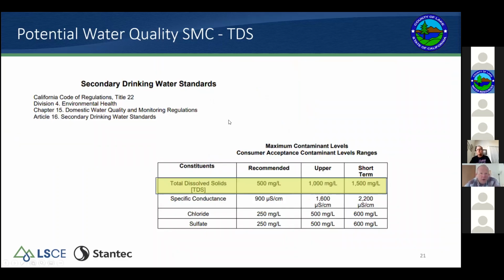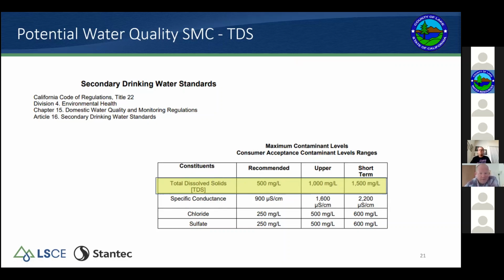Okay, so the thought would be, again, nothing's been decided, but we know that through the state they've got drinking water requirements. I mentioned TDS. There's a secondary enforcement value of about 500. So their recommendation is to keep it at or below 500 milligrams per liter. And then they've got some refinements on the upper end, and some short-term limits. So it's not uncommon for an MO for TDS to be set at 500.